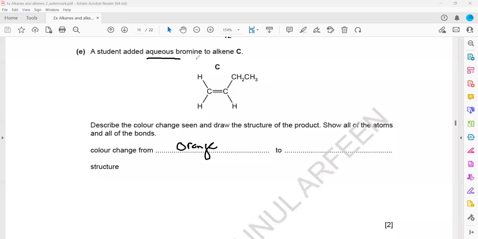Remember one thing: when it is aqueous bromine, write orange. If it was only liquid bromine, then it is red-brown. So orange to colorless is the right answer.